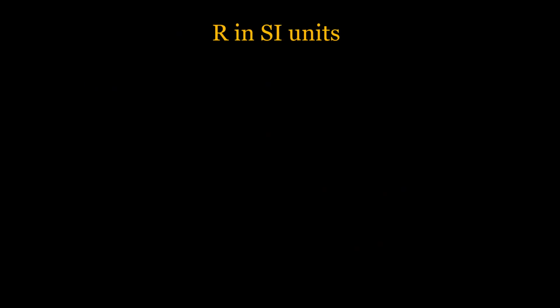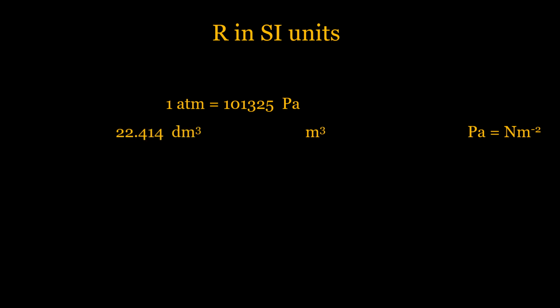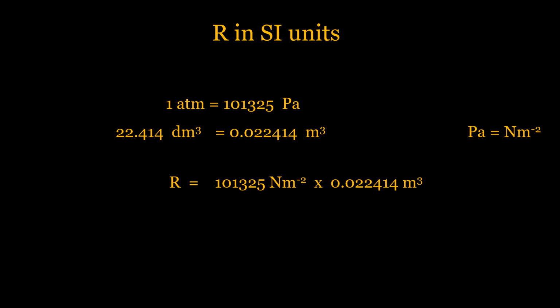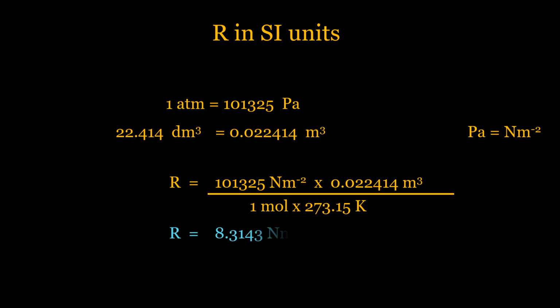In SI units, pressure is given in pascals. 1 atm equals 101,325 pascals, which is equal to Newton per meter squared. And volume is expressed in cubic meters. 22.414 cubic decimeters are equal to 0.022414 cubic meters. Then R in SI units will be equal to 101,325 Newton per meter squared into 0.022414 cubic meters over 1 mole into 273 Kelvin, which is equal to 8.3143 Newton meter per Kelvin per mole.